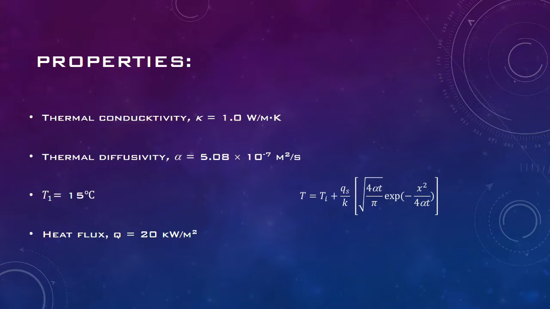Next, the properties: thermal conductivity k is equal to 1 watt per meter Kelvin, thermal diffusivity alpha is equal to 5.08 times 10 to the power of -7 meters squared per second, and the initial temperature is given as 15 degrees Celsius. The heat flux is Q equals 20 kilowatts per square meter. The heat flux is given as Q dot. That's all, and this is our equation from just now.